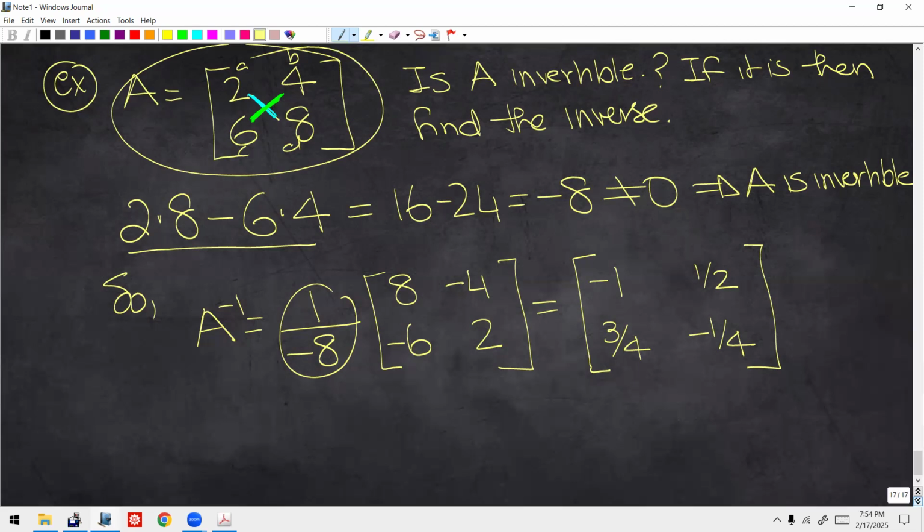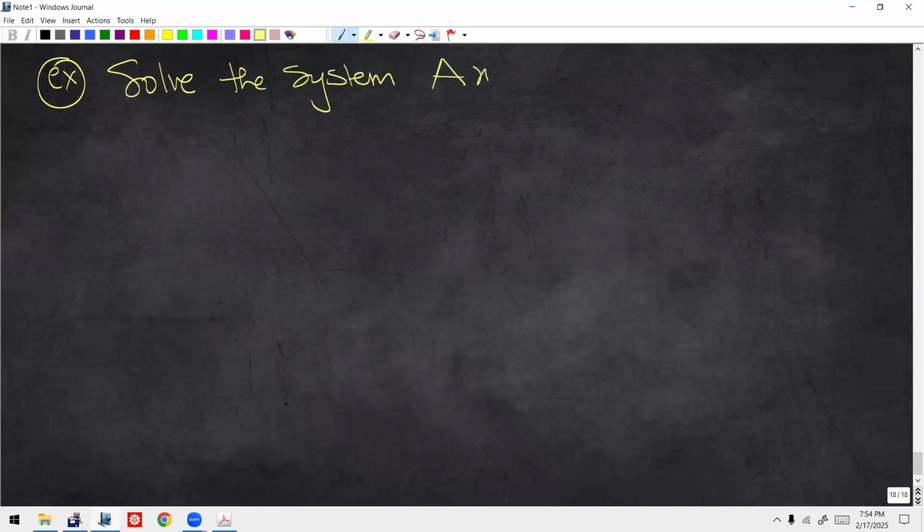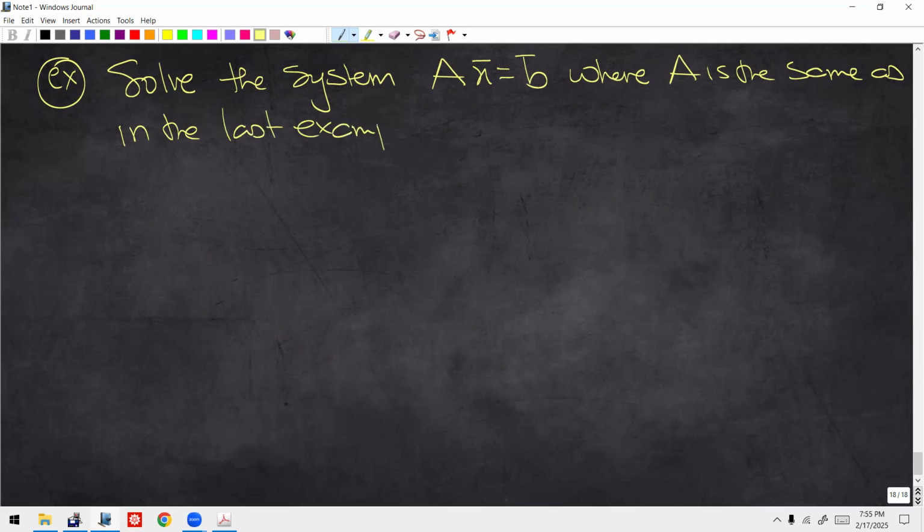All right. Let's piggyback on that example. Let me ask you this. Solve the system AX is equal to B, where A is the same as in the last example, and B is, let's make up B. So let's say B is, should we make up B?